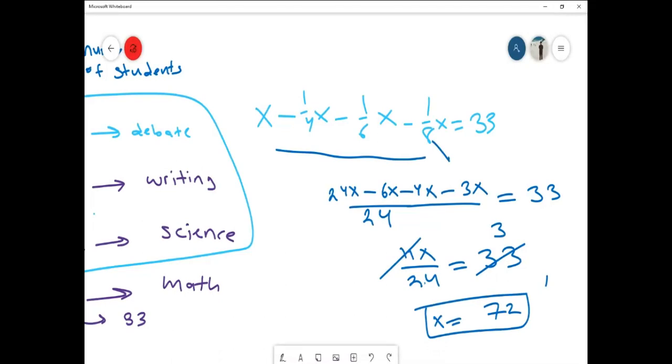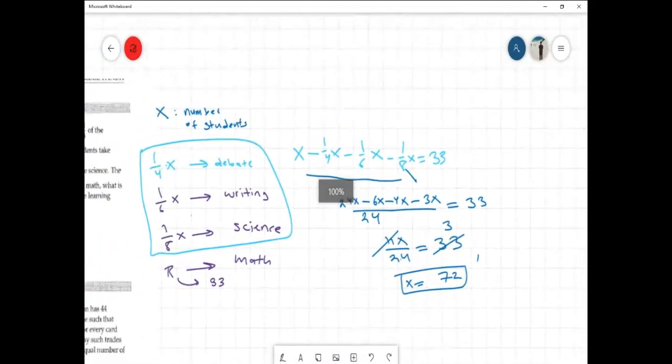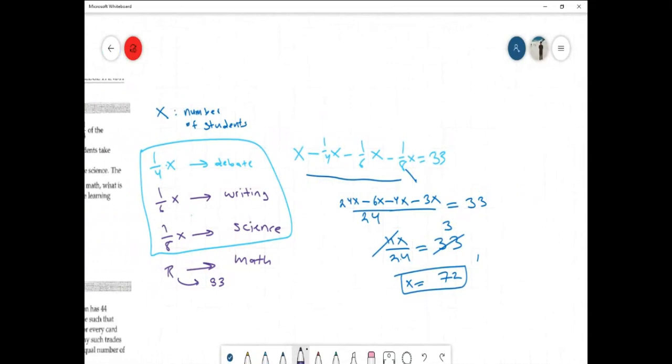Okay, then I can cancel this. It will be 3. X will be equal to 3 times 24. 3 times 4 will be 12, 2 times 3 is 6, 72. Teacher, 72. Yeah.